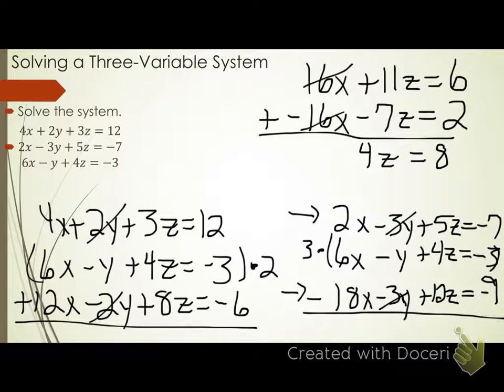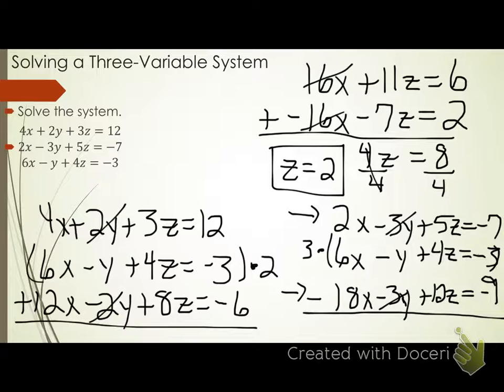How do I get z by itself? Divide by 4 on both sides. So what does z equal? 2. All right, I found one of my 3 variables. One third of the way there. One equation is going to take a whole page. But how do I find x now?